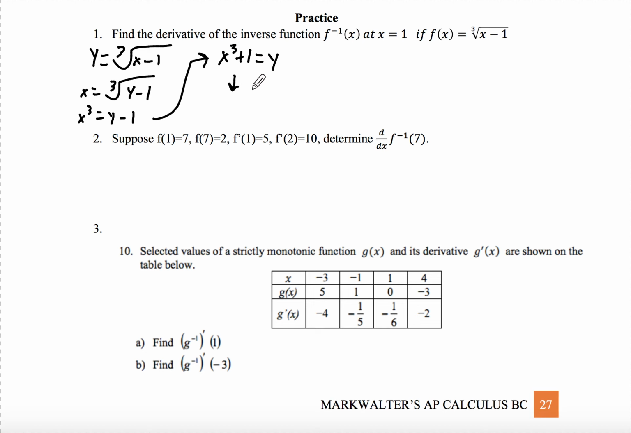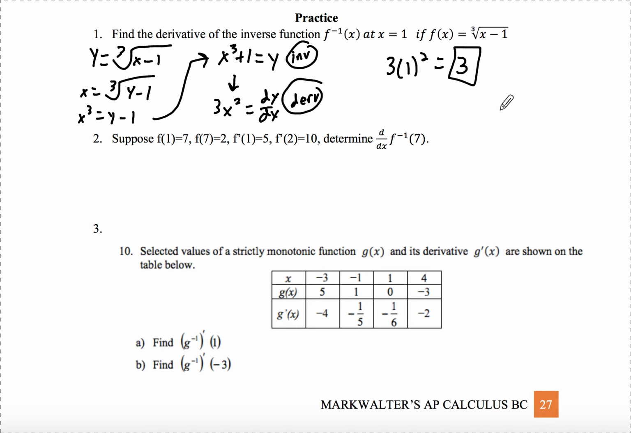I need to take its derivative. Its derivative will be 3x squared plus the derivative of 1, which is 0. So 3x squared is my derivative there. And I want to find the derivative of the inverse. Here was the inverse, I just took its derivative, and I want to find it at x equals 1. So all I have to do is plug in 1, and that gives me 3 times 1 squared, or 3. There's the derivative of the inverse.